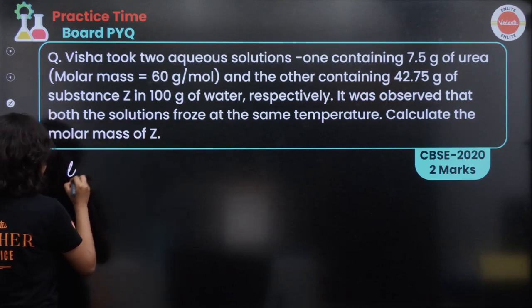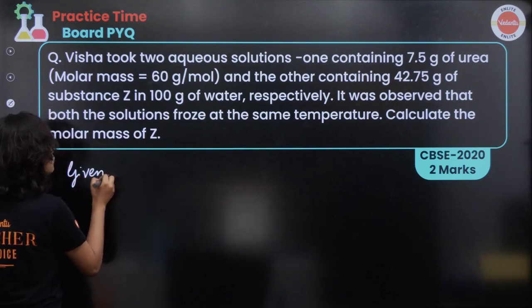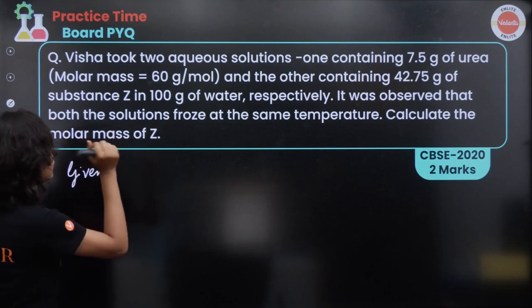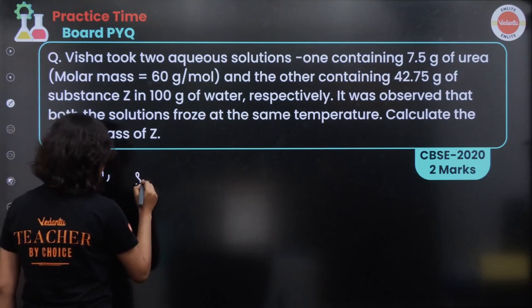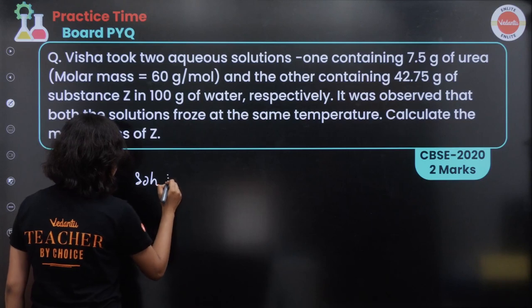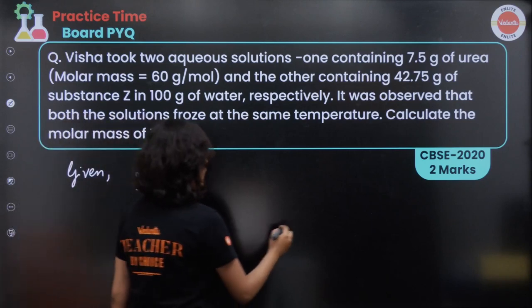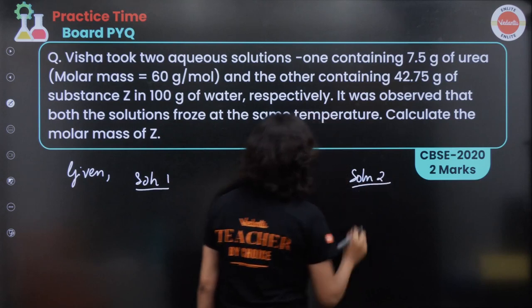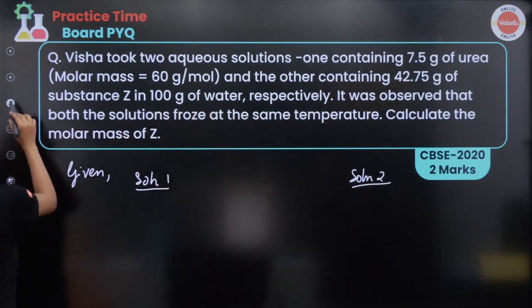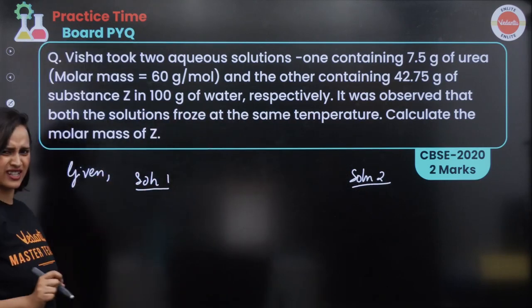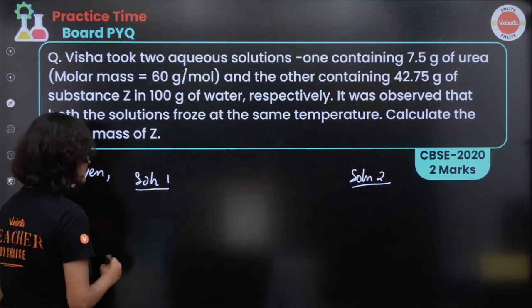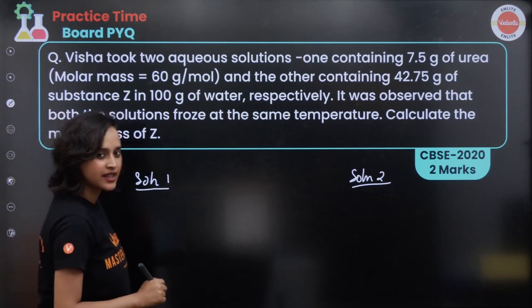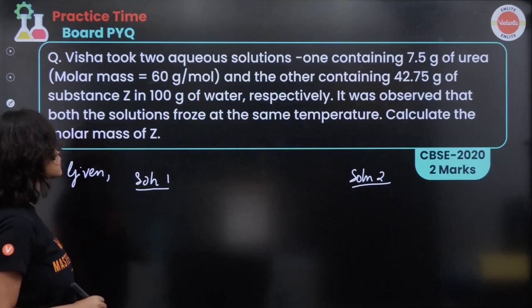Anyway, let's solve this. So what is given? We are given two solutions. Visha has taken two solutions. So basically we have solution 1 and we have solution 2. Now let me change the color, otherwise it becomes too monotonous.